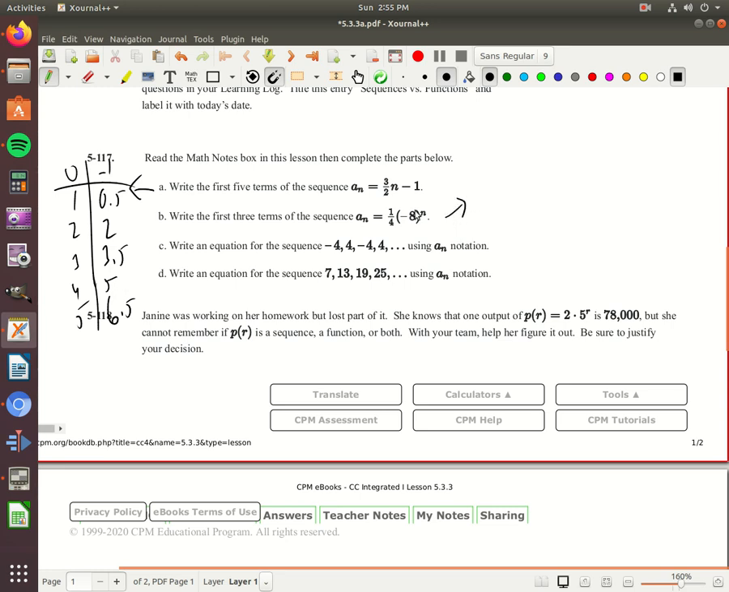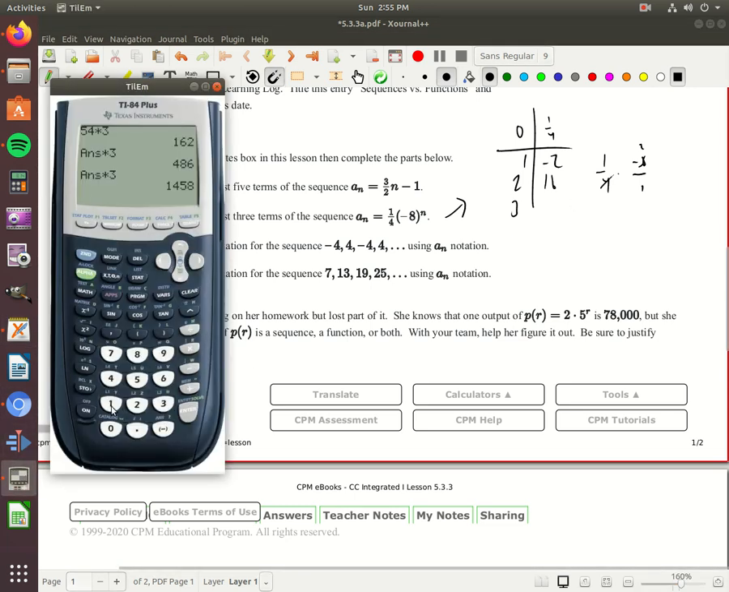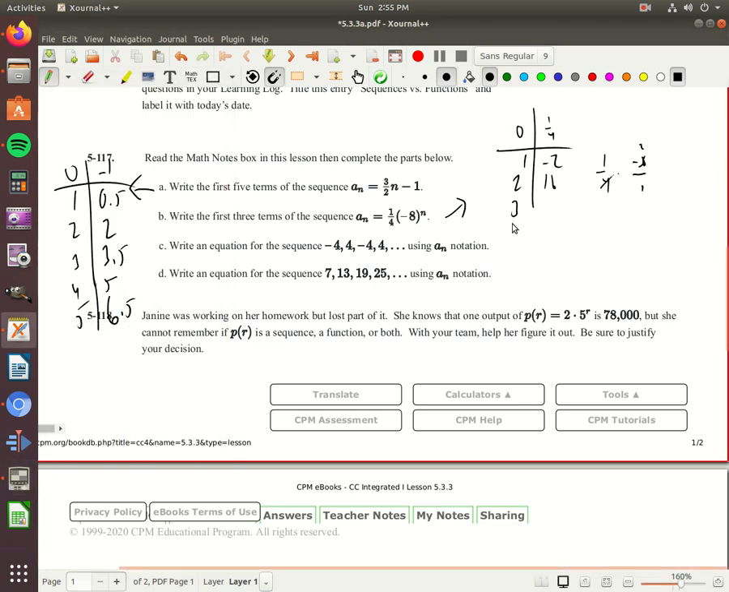Now here, what are the first 3 terms of this sequence? And again, we know we're going to multiply by -8. We know that the 0 term is 1/4. So what if I multiply 1/4 by -8? Well, because of cross canceling, I'm going to get -2. -2 times -8 is 16. 16 times -8, we know it's going to be -128. So those would be the first 3 terms of this sequence.